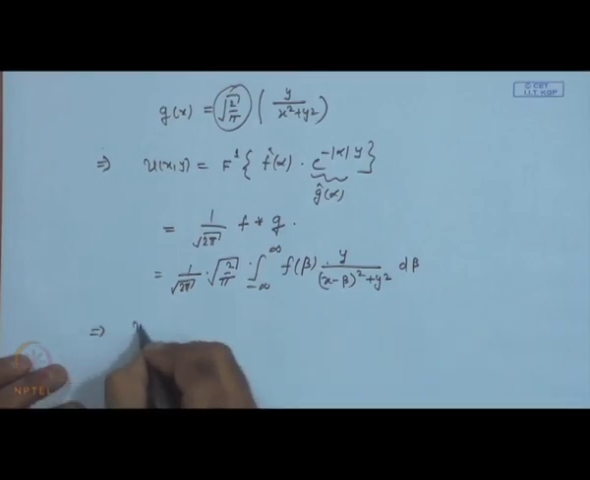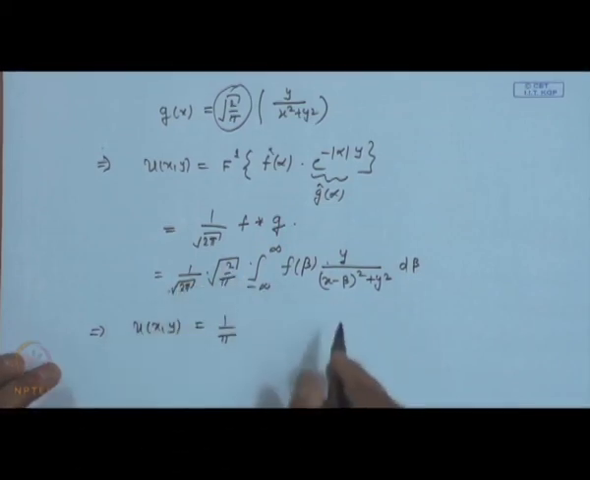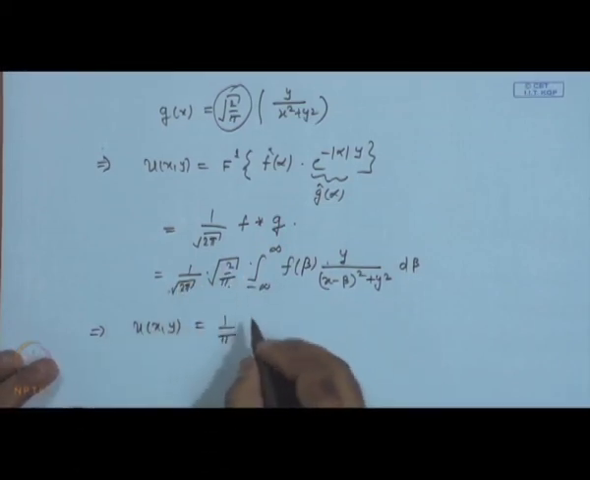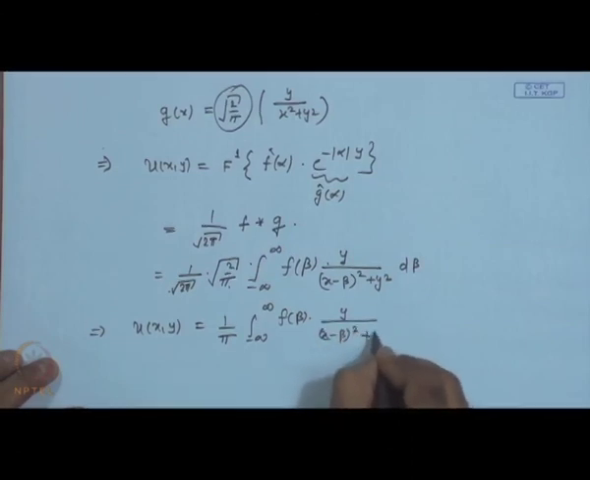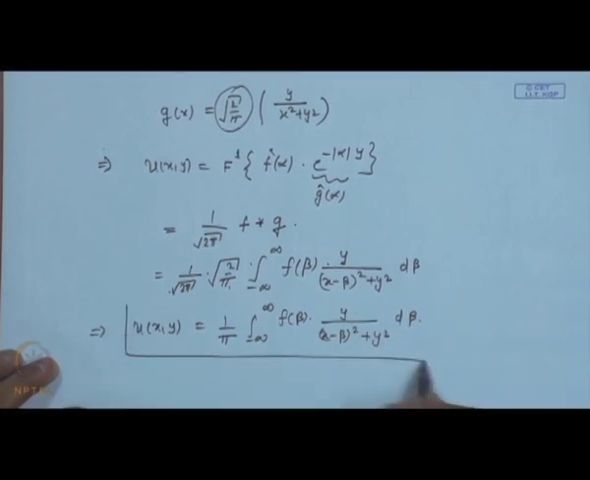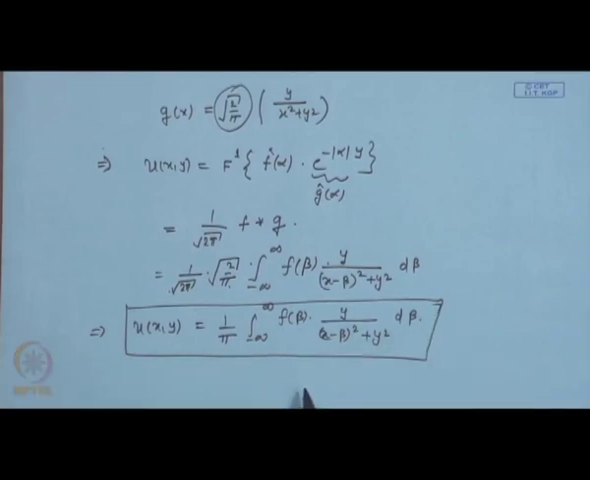So what we get is u(x, y) = 1 over π, since the square root 2 will cancel and the square root π as well, times the integral from minus infinity to plus infinity of f(β) y over (x − β)² + y² dβ, and this solution is also known as the Poisson integral formula.